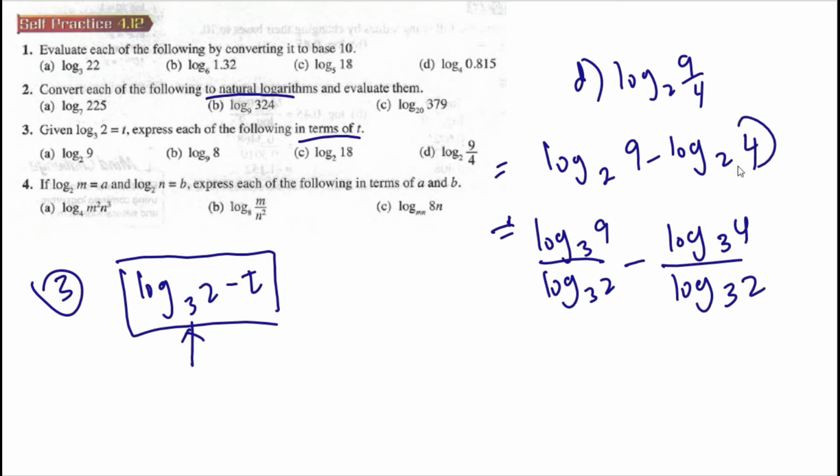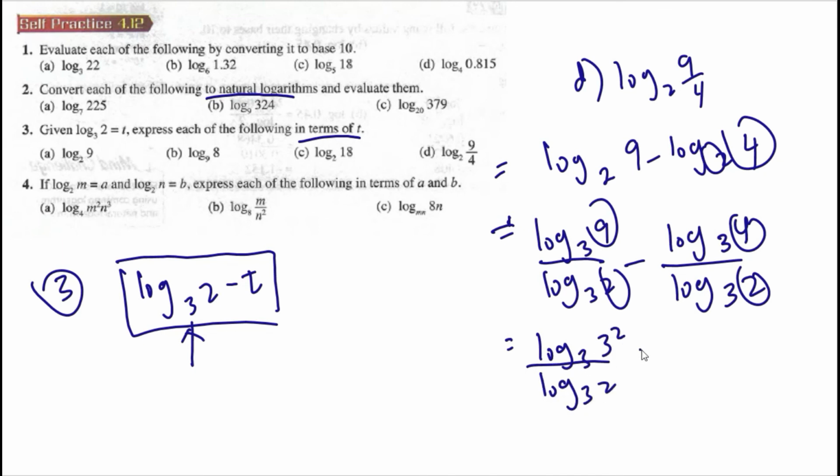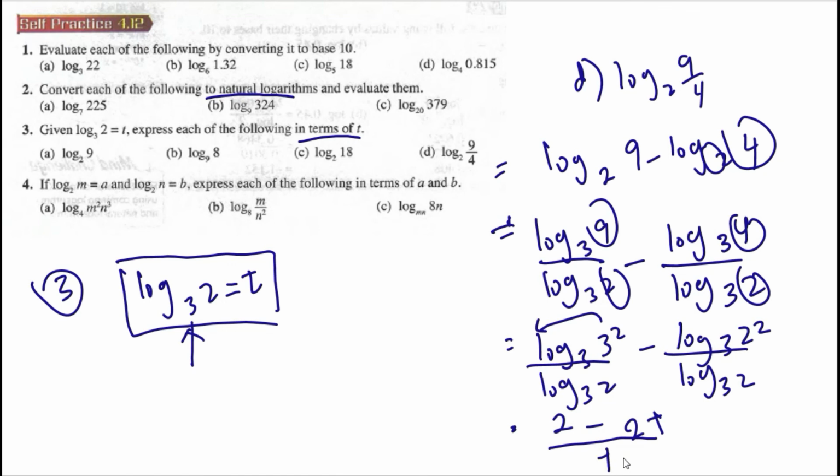You see here, back over front, back over front. So 9 is equal to log 3 3 squared over log 3 2, minus log 3 2 squared over log 3 2. And we see here, this one and this one can be combined. So we have 2 log 3 3, which is 1, minus 2 log 3 2. Log 3 2 is equal to t, and this one is the same, log 3 2 is t.